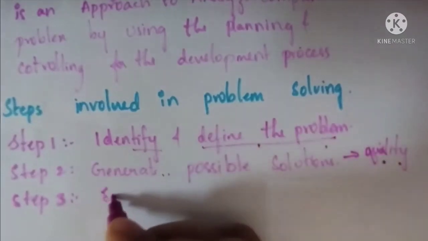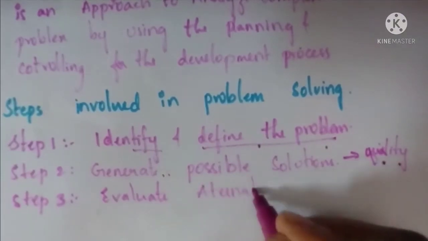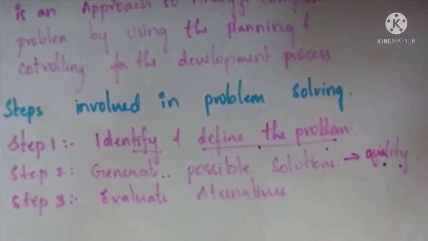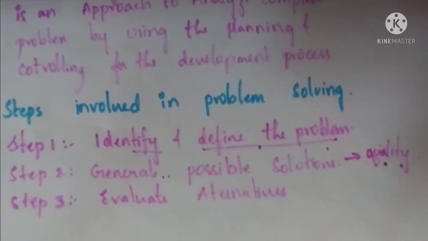So the next step is step 3. In this step 3, we are going to evaluate the alternatives. Here we are going to eliminate the unreasonable solutions. What are the solutions which are not necessary? While we are writing any program, if we are unnecessarily writing any particular statements in the program, those unnecessary, unreasonable solutions are removed. So for that we evaluate the alternatives in step 3.